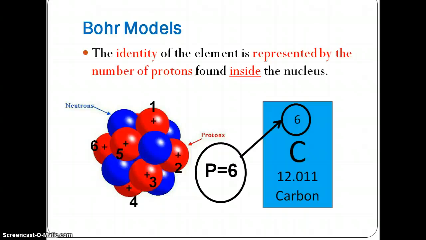So the identity of the element is represented by the number of protons found inside the nucleus once again. So here carbon has 6 protons. It determines the identity of that element. So if we change this to a 7, it becomes something different. It's a new element. If we add another one, it becomes 8. It's a new element. So for carbon, there are 6 protons.